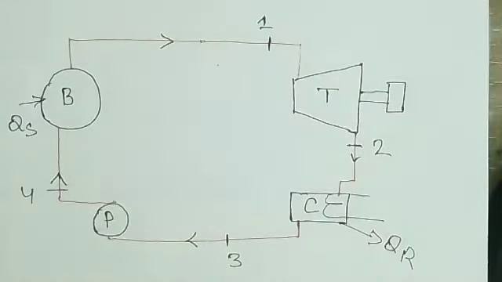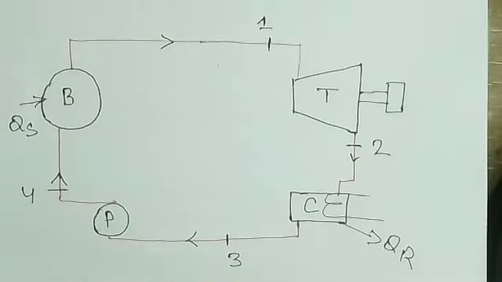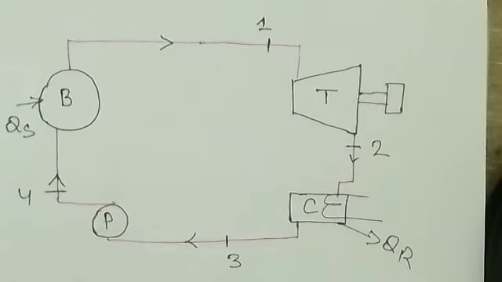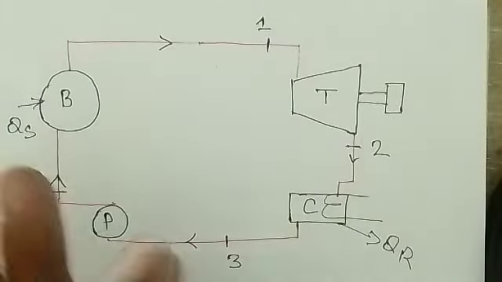Now we can see these things on the PV, TS and HS diagrams. One by one we will see. First of all we'll draw the TS diagram, that is the temperature versus entropy diagram. So let's do that.